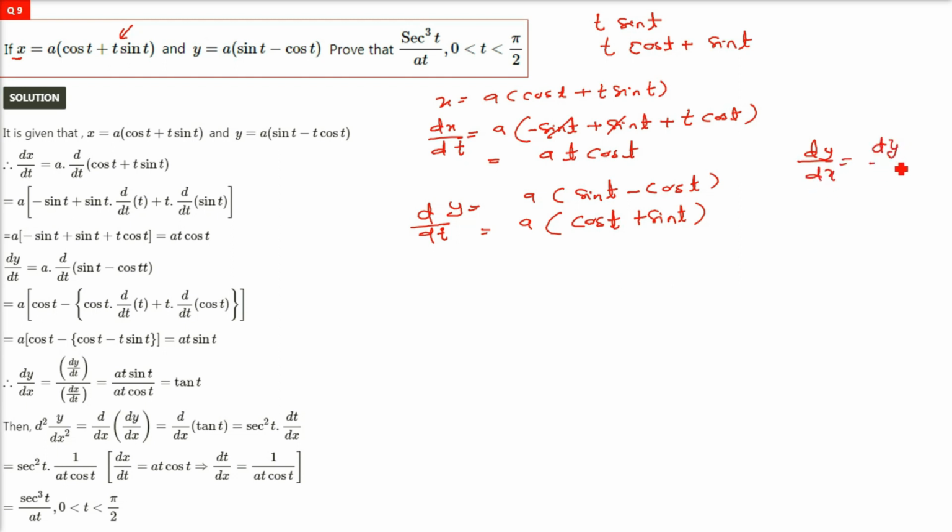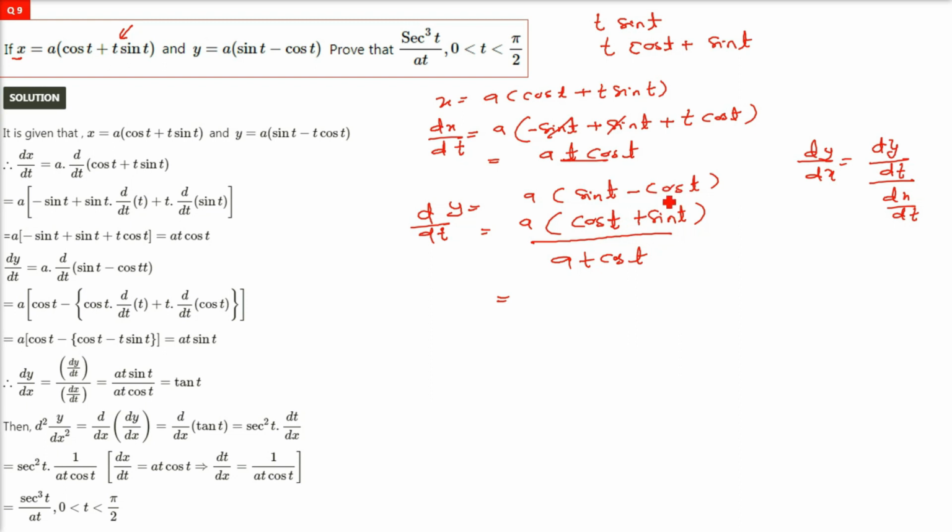So when you do this d2y by dx2, that is the second derivative, you need to have dy by dt, dx by dt. But if you divide these two, a cos t and a cos t is plus sin t, there is no way you are going to get sec cube t by at. We can see here there is a slight change. I will add one thing and you will see that this question will be easily solvable and this result can be achieved. So let us do it like this.